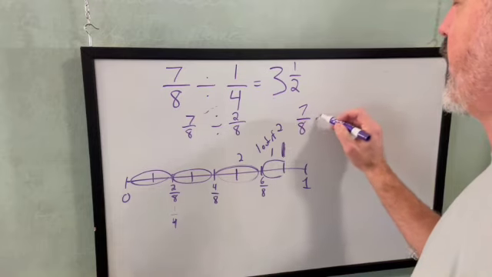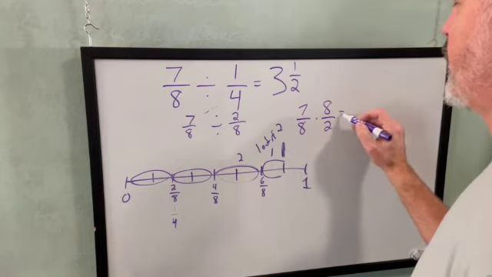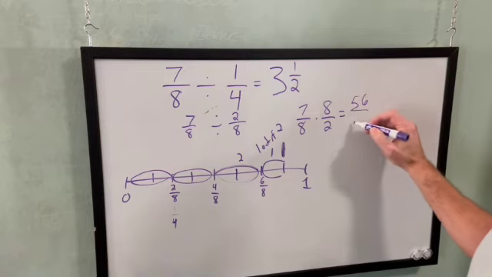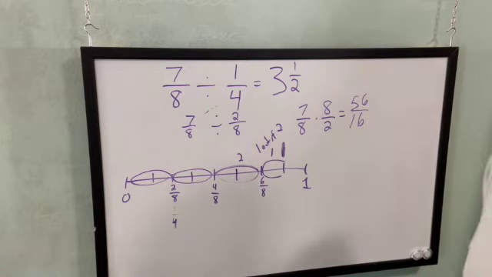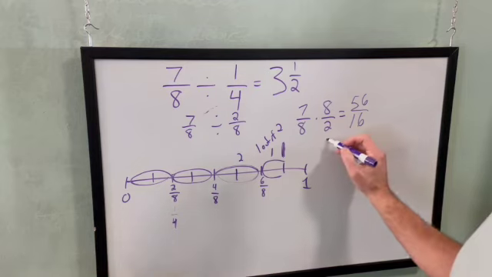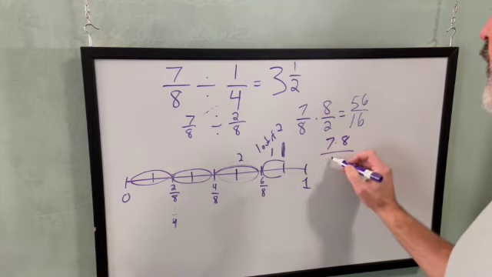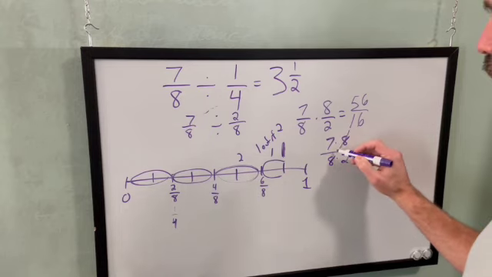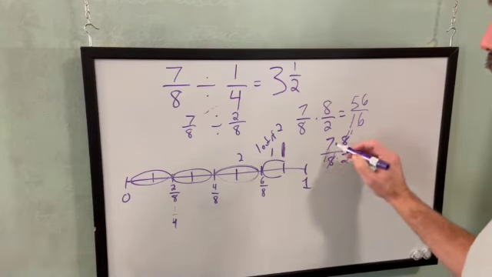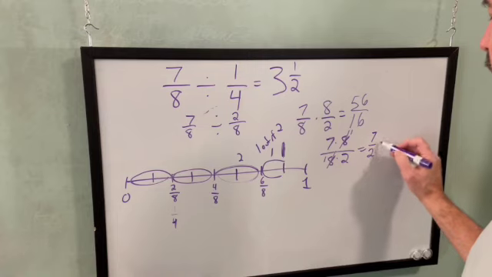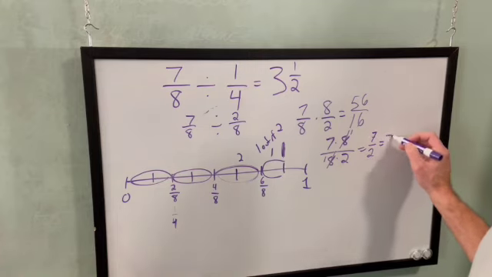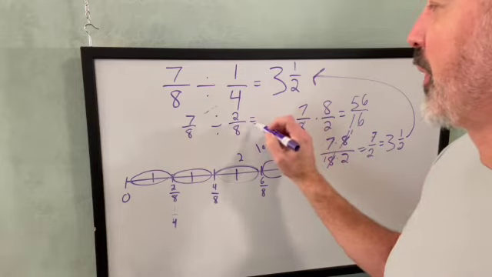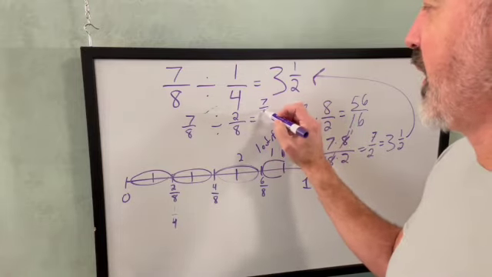7/8 times 8 over 2. Well, this becomes 56/16, which is a really big fraction to manage. But if you look at this as 7 times 8 over 8 times 2, I could factor out the 8 right away, and that just becomes a 1 and a 1. So the answer is 7/2, which simplifies to 3.5. So here's the common denominator. So 7 divided by 2 is 7/2.